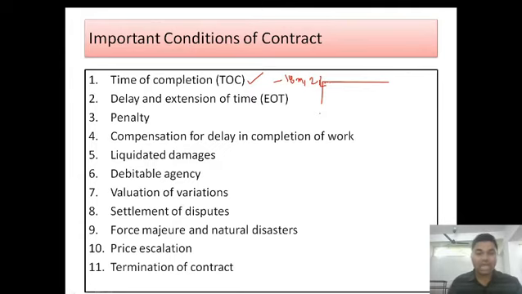Termination of the contract. If either of the two parties, whether the owner or the contractor, wants to terminate the contract in the middle of the execution of the work, what will be the consequences? What does the owner have to pay if he is terminating the contract, or what penalty does the contractor have to pay for the termination? Those all come under termination of contract. Let us discuss more about this.